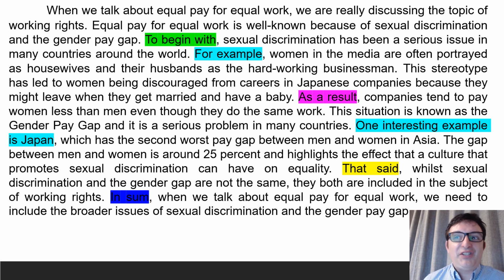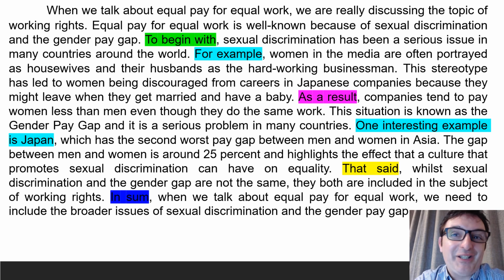Okay, so let's have a look at transition words in a paragraph and how I use them when I'm writing. As you can see, there's some different colored highlighting on the paragraph. We've got green, light blue, purple, yellow, and dark blue. The transition words that I used shows first that I say where my ideas start to begin with. So this is where my ideas to support the topic and main idea start. The topic is equal pay for equal work, and the main idea is it's well known because of two things: sexual discrimination and the gender pay gap.